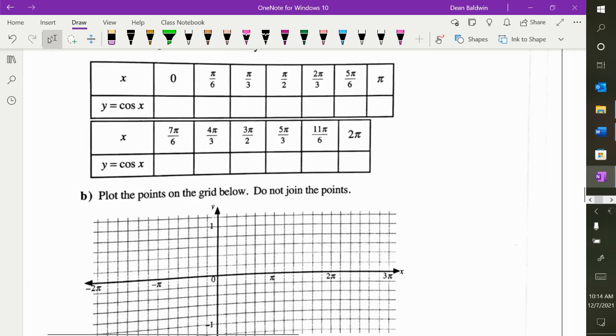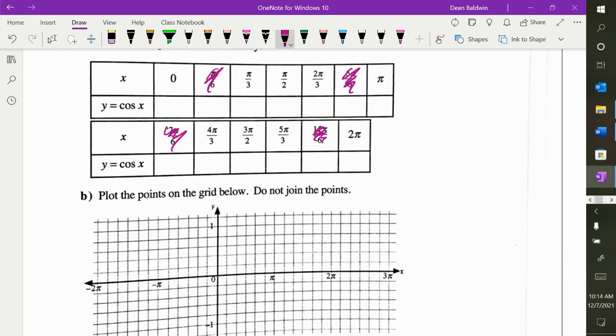All right, peoples, cosine. Here we go. Here's what I want you to do. Turn the page, please. We've got 6 more minutes. We can do this. We're not going to do pi over 6, 5 pi over 6, 7 pi over 6. None of the pi over 6s. There we go.